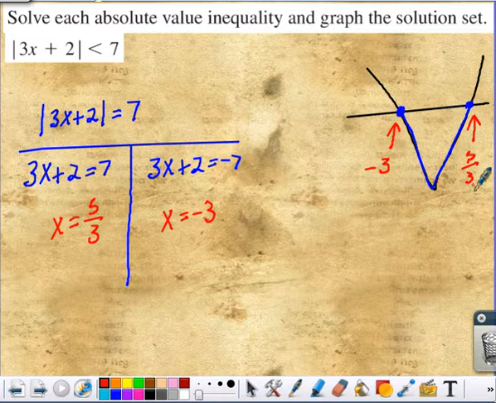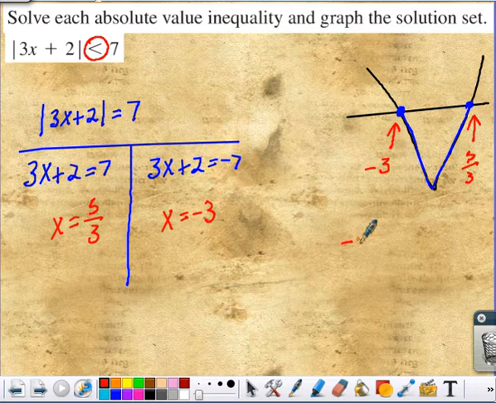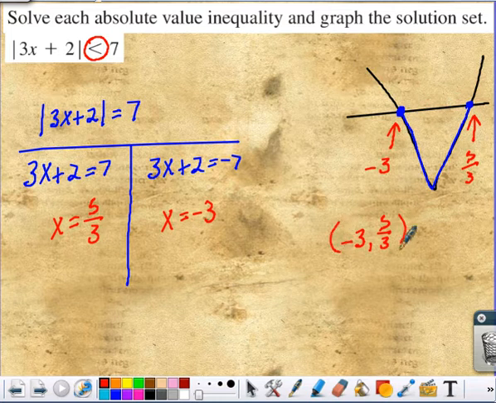But the question was not where they're equal. The question is, where is the graph of the V below the horizontal line? Anytime you have less than, look, from here to here. Does everybody understand? The V is below the line here to here. So what's my answer? All the values from negative 3 up to 5/3 in the middle. Not including. Why did I not include? Because it's less than, not less than or equal to.